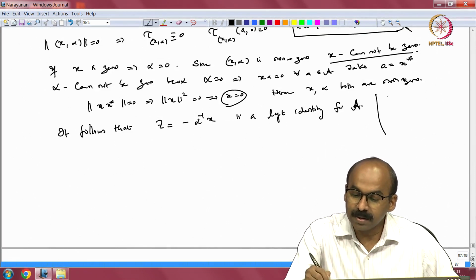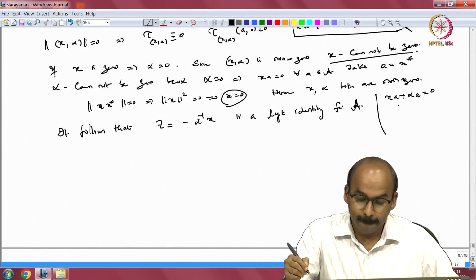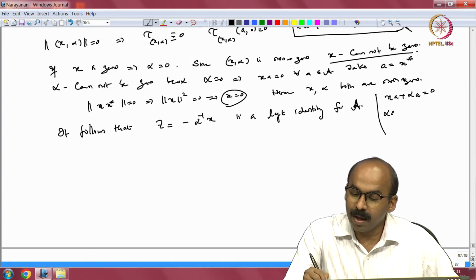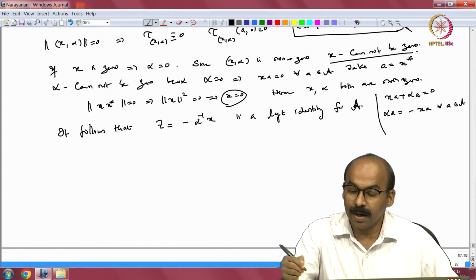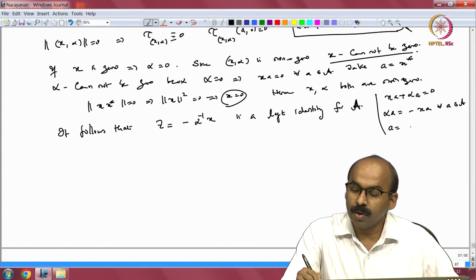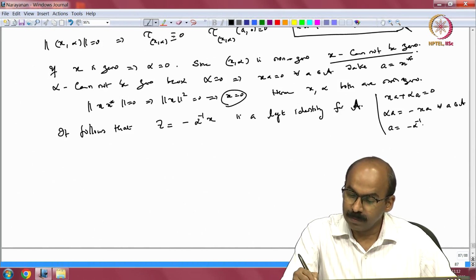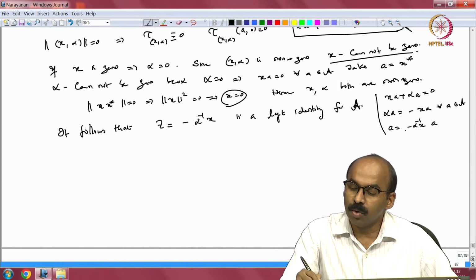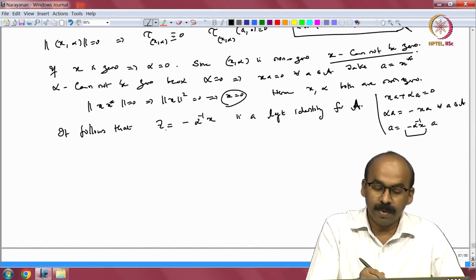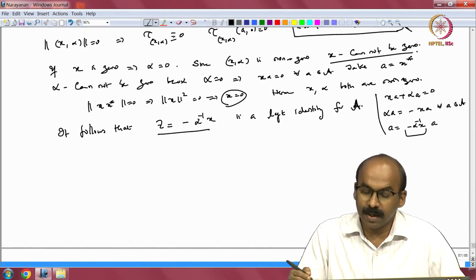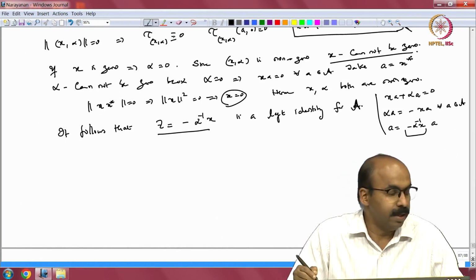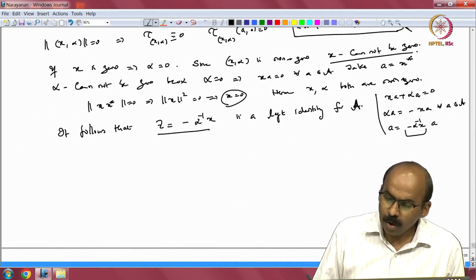Because we have that x a plus alpha a equal to 0. So, that means alpha a equal to minus x a for every a in script A. So, a equal to minus alpha inverse x times a. So, minus alpha inverse x, that is my z, is a left identity. So, if I multiply it on the left, I get the a back. So, that means it is a left identity or left unit.